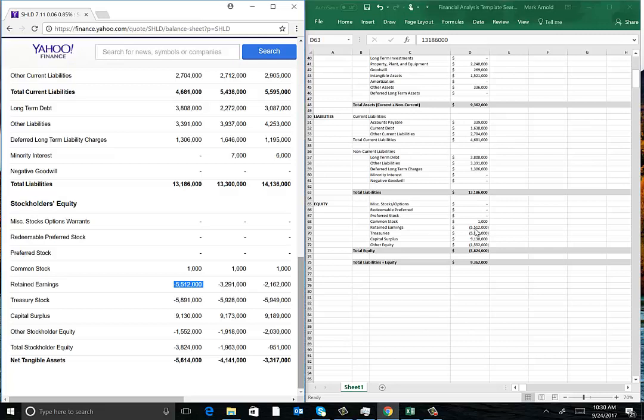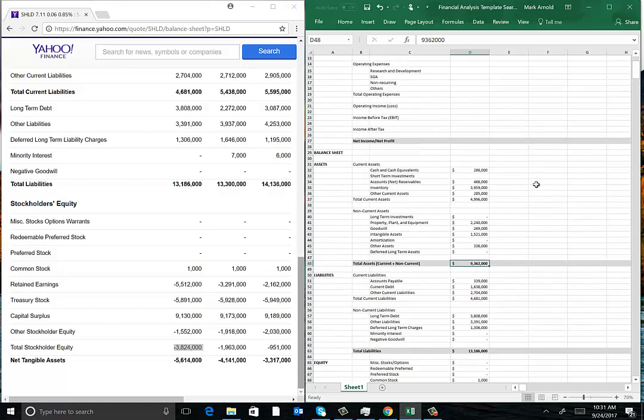So retained earnings of negative 5,512,000, that looks good. Treasury stock negative, capital surplus of 9,130,000, other equity minus 1552. Okay, and then again, take this number here and enter it into this cell as a negative. Okay, and then you can go ahead and check if you want. You can go ahead and check, add this in this cell. You see what I've done here? D63 plus D73. So D63 is right here, plus D73 is equal to this number 9362, which matches our total assets. That's why they call it a balance sheet.